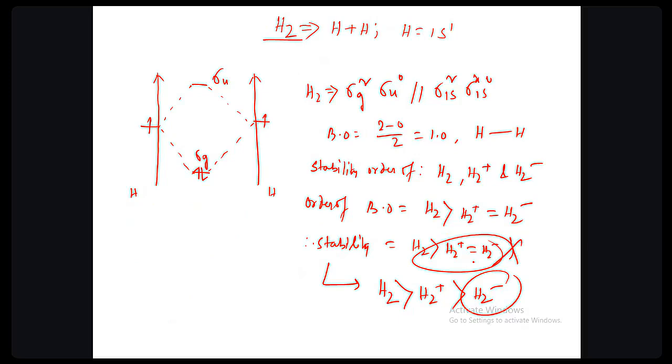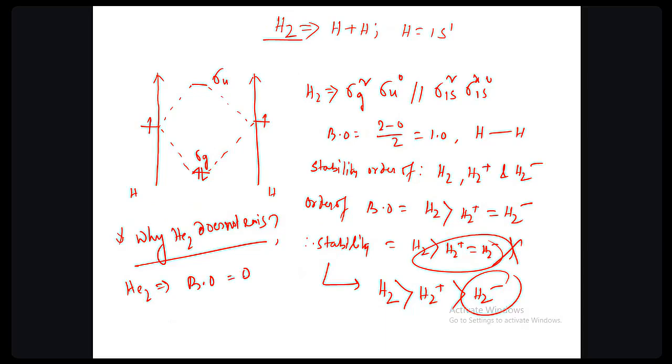In a similar way, we can explain about helium, why He2 does not exist. Then we can see that bond order is 0 in He2. So if bond order is 0, that means no bond is formed. That's why He2 does not exist. Monatomic, we consider each is monatomic.